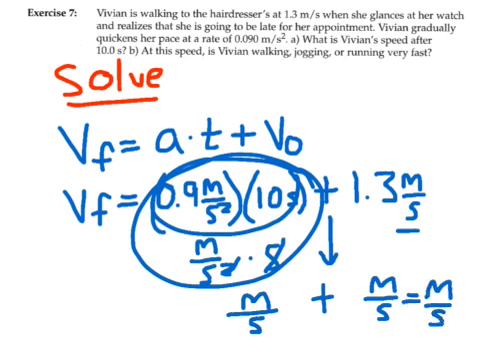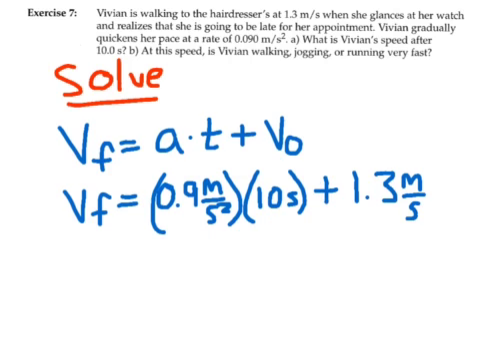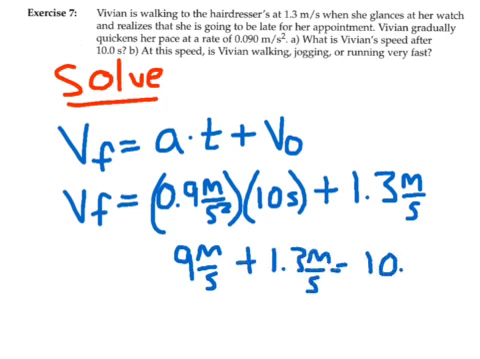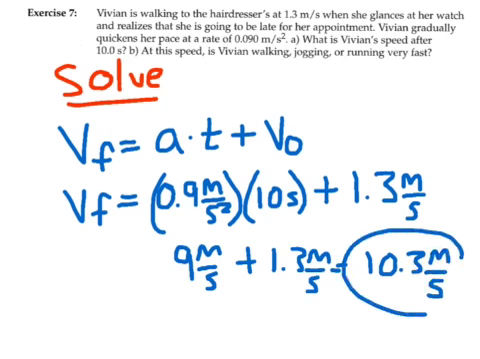When you check your units, you know if you got it right or wrong, just from that perspective. If you get something other than what you were expecting, go back and check your work. So we already know it's going to be in meters per second, so we just do the math. 0.9 times 10 is 9 meters per second, plus 1.3 meters per second is 10.3 meters per second. This is our final answer, and as always, you should stop and think about your answer.